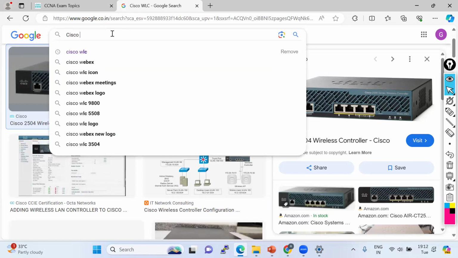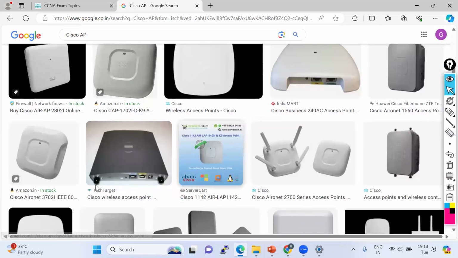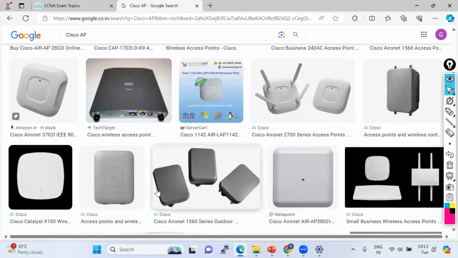Now similarly, we have the AP. You must have seen this device. This must be hardware, and you must have seen it somewhere in your office, in the railway station, in the airport, in the metro, where you get free Wi-Fi signals. So why is this required? Because it has to be installed in some location of your office to cover your area and provide the signals, right?